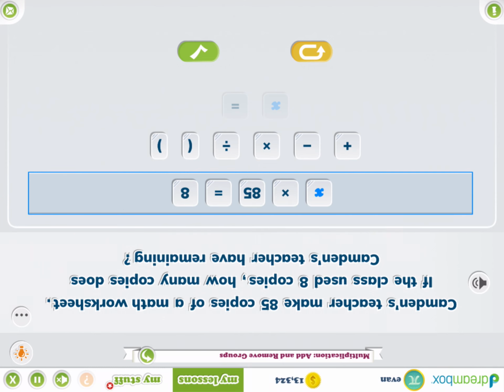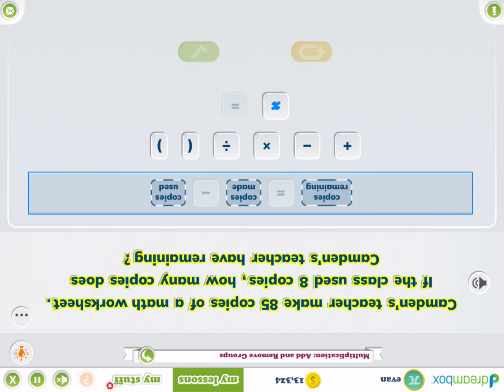Let me help you get started. Look back at the story problem to help answer these questions. What represents the number of copies remaining? How many copies did Camden's teacher make to start? How many copies did the class use? Now drag in the values and the variable to write your equation.